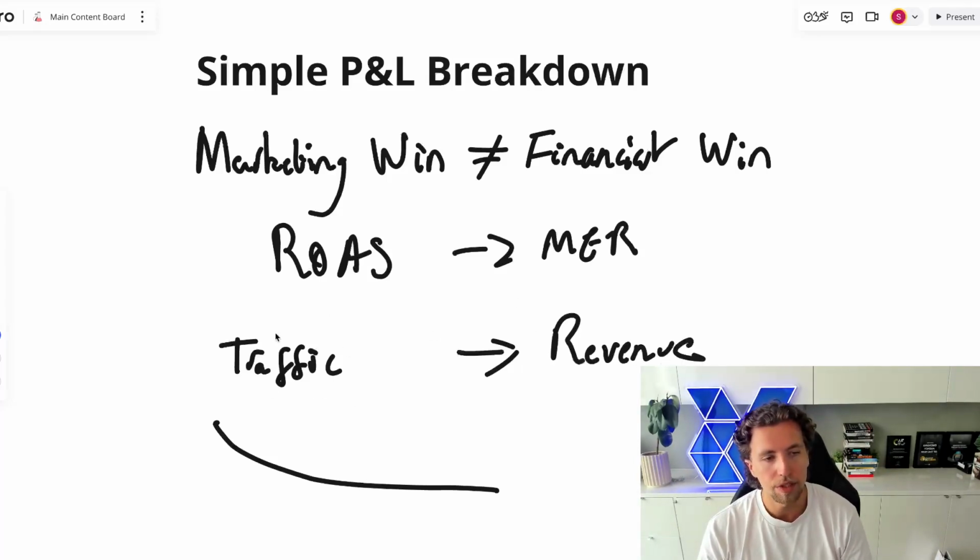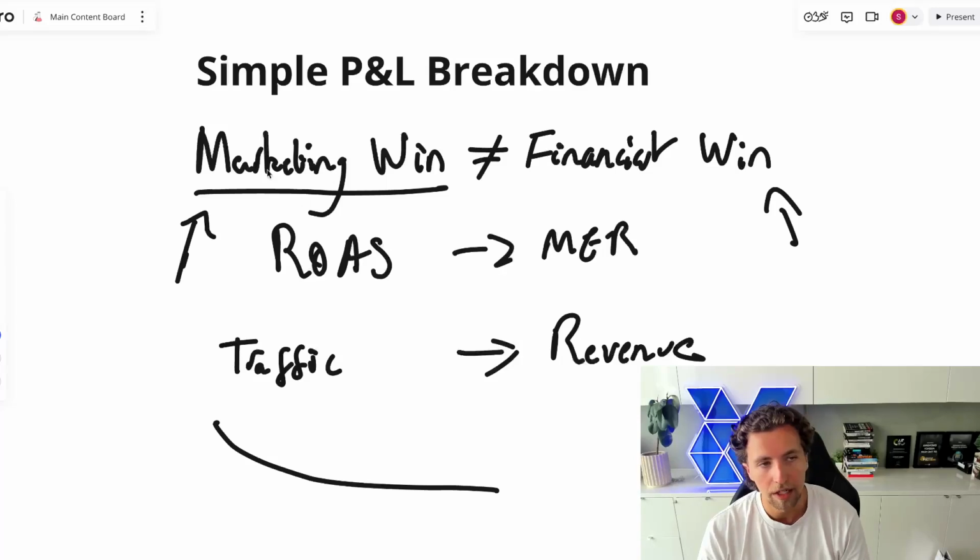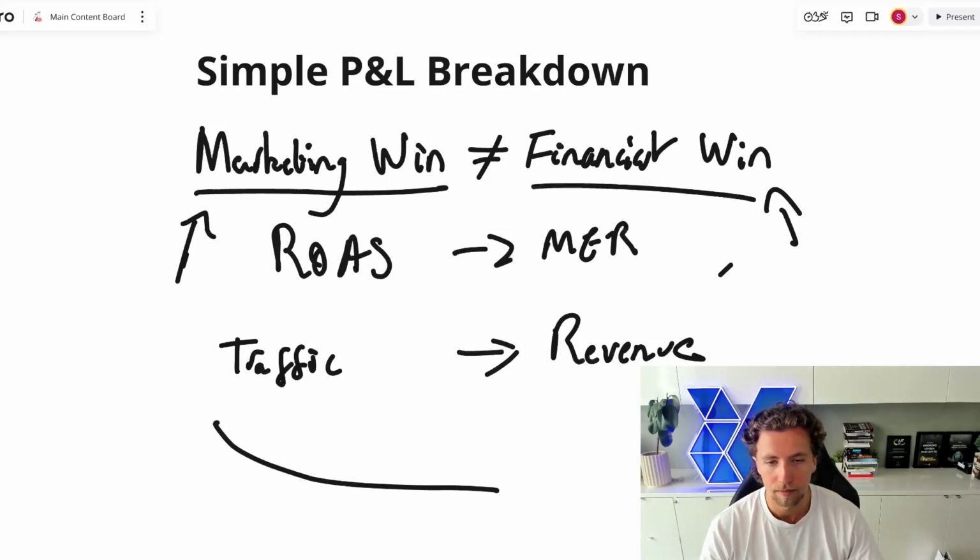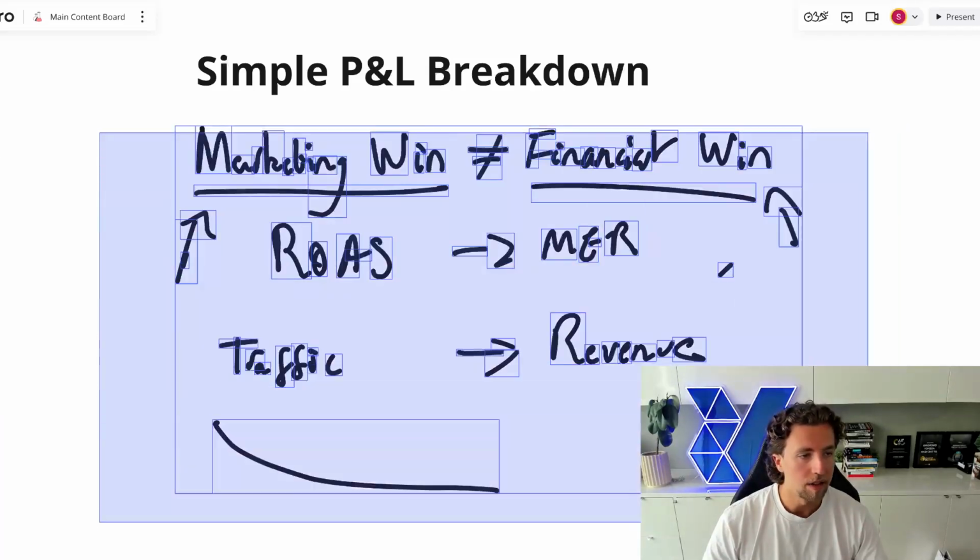Now, the issue is when you start KPIing around traffic or around ROAS, around any of these marketing-related metrics, you start getting marketing-related outcomes that don't necessarily drive increased profit. And so you need to change the way that you're KPIing so that you have financial outcome wins, which you can then work your way back into the ad account to then generate in-platform KPIs. Now, that might all sound like a little bit much.